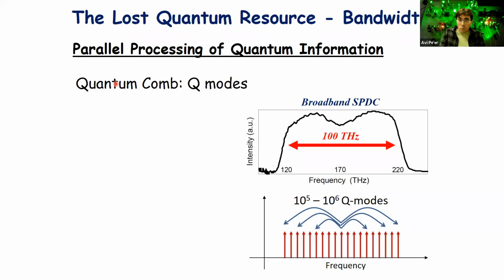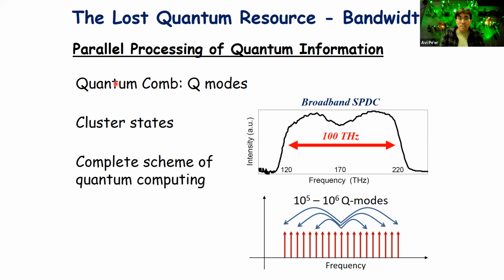Now, in quantum computation, they're considered as Q modes. You can make complete cluster states out of them. And those cluster states can lead to a complete scheme of quantum computing based on what is called measurement-based quantum computing. I guess some of you know it. It's beautiful. And the main thing is, look, easily 1,000,000 modes. So scaling up to 1,000,000 qubits, is it reasonable?